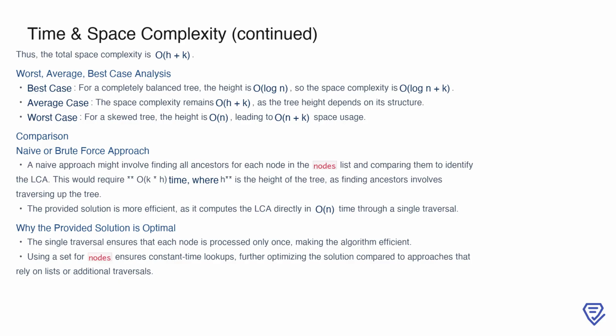In contrast, the provided solution is far more efficient. It computes the LCA directly in O(n) time using a single traversal of the binary tree. By processing each node only once and leveraging constant time set lookups, this algorithm optimizes both time and space efficiency.